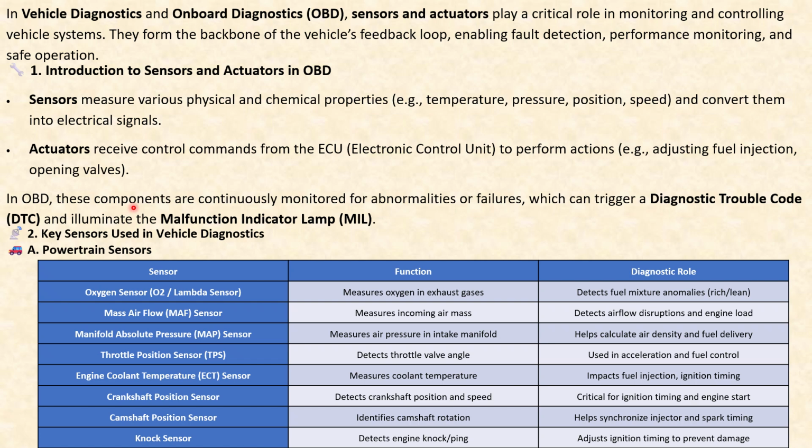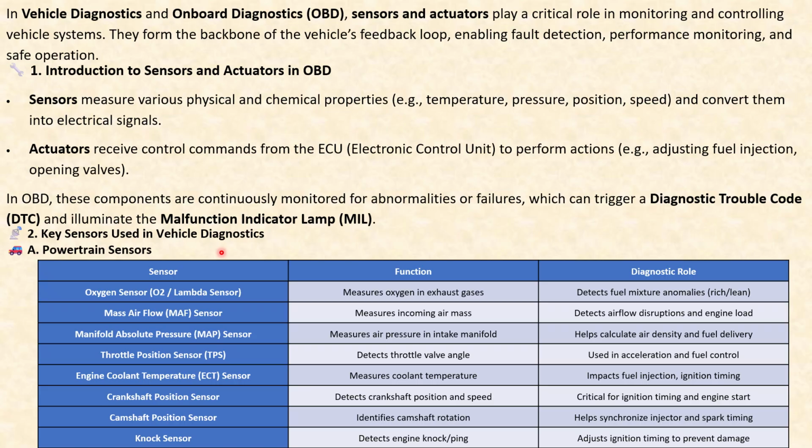In onboard diagnostics, these components are continuously monitored for abnormalities or failures, which can trigger a diagnostic trouble code and illuminate the malfunction indicator lamp. Now, let's have a brief list of the various key sensors used in vehicle diagnostics.